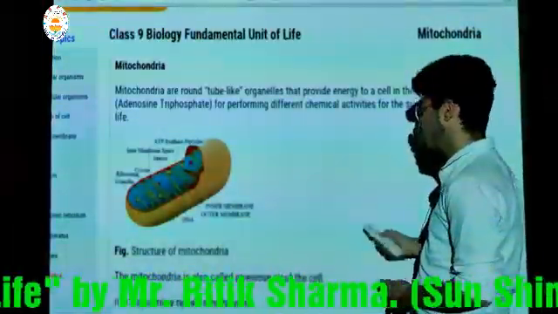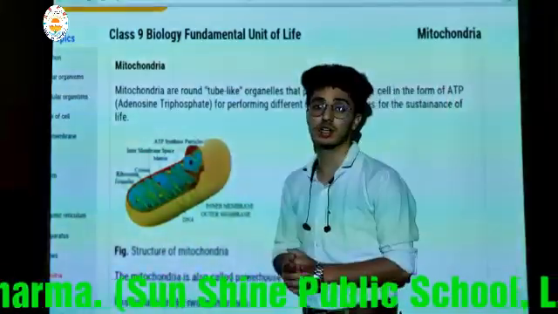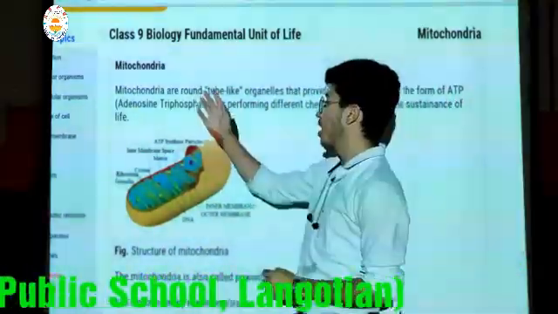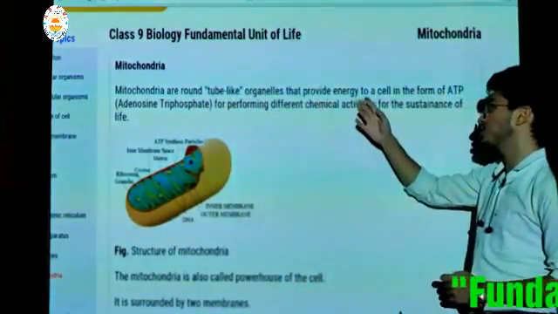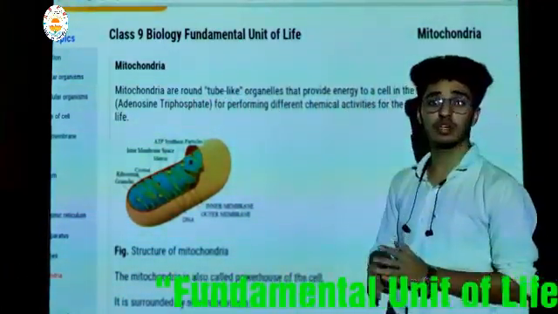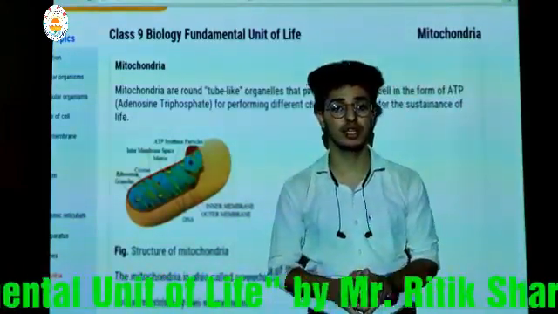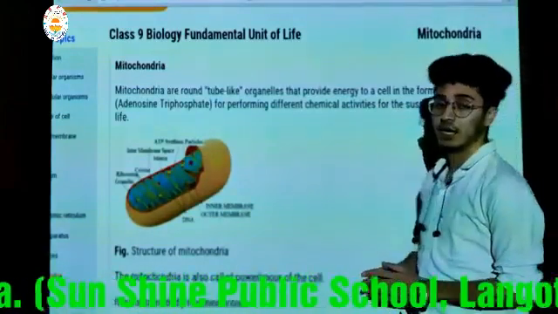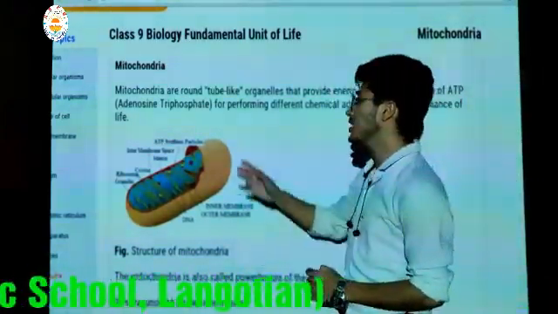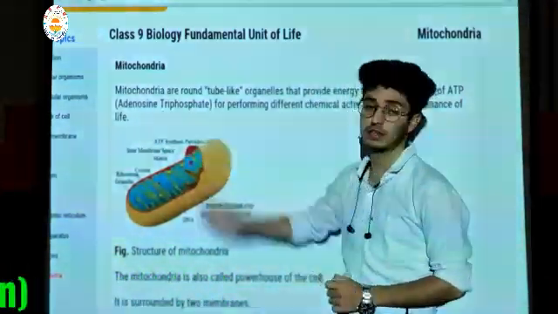And the next one, a very important one, is mitochondria. So what is a mitochondria? Mitochondria are round tube-like organelles that provide energy to a cell. So mitochondria is a round tube-like cell organelle that provides energy to the cell in the form of ATP. What is ATP? ATP is adenosine triphosphate.